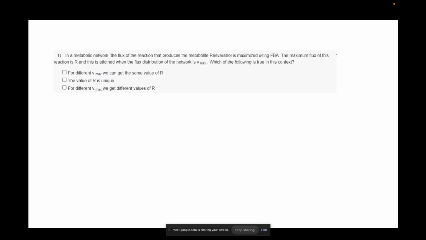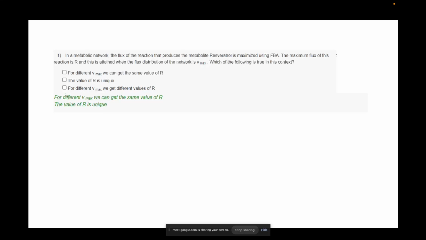I think 1 and 3 are both viable. Not sure. So basically, for different Vmax, you will not get the same value of R. Your R will be unique because it's the maximum flux. So for different Vmax, you can get the same value of R because it's a maximum possible value. So at different Vmax, this particular reaction might be maximized for flux.